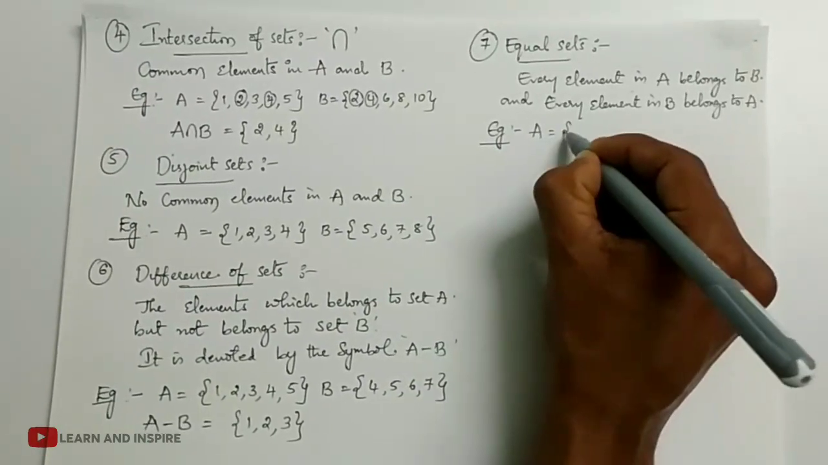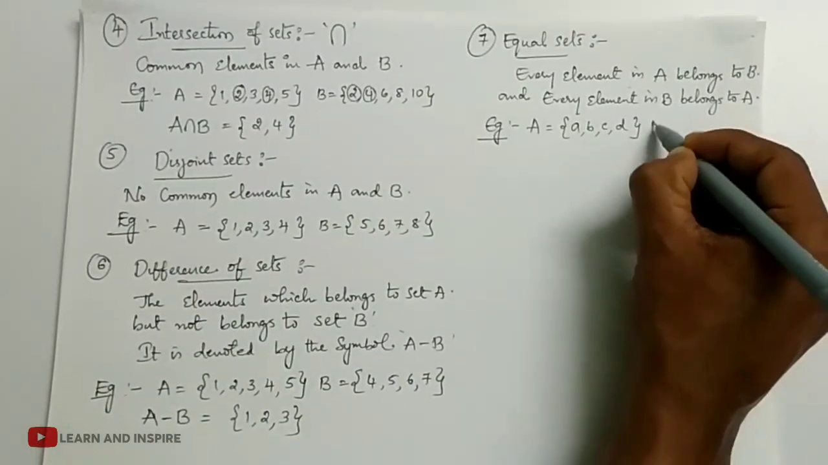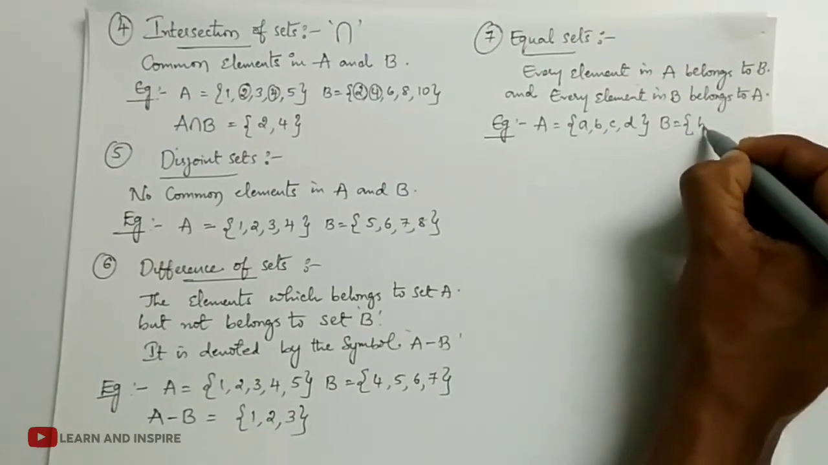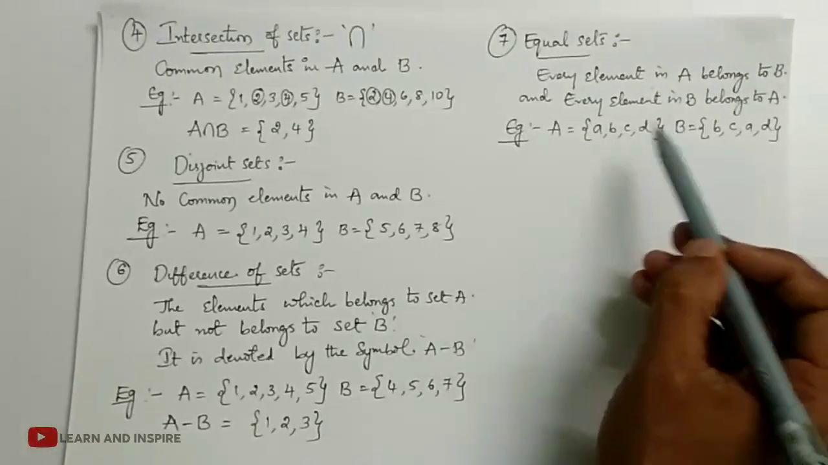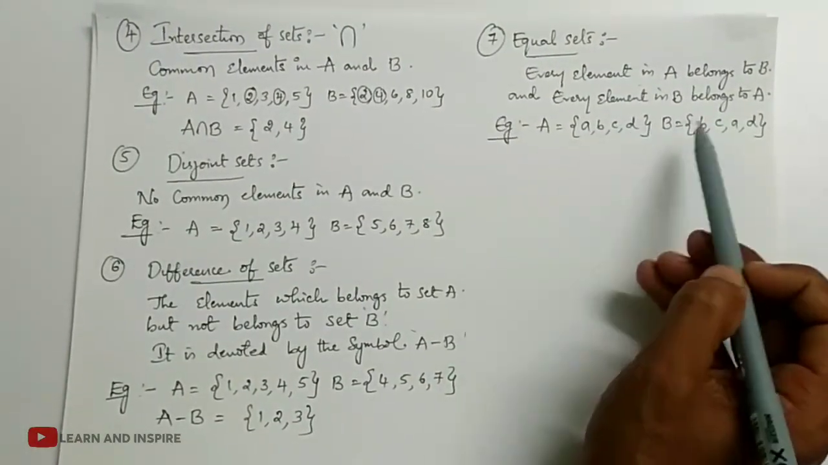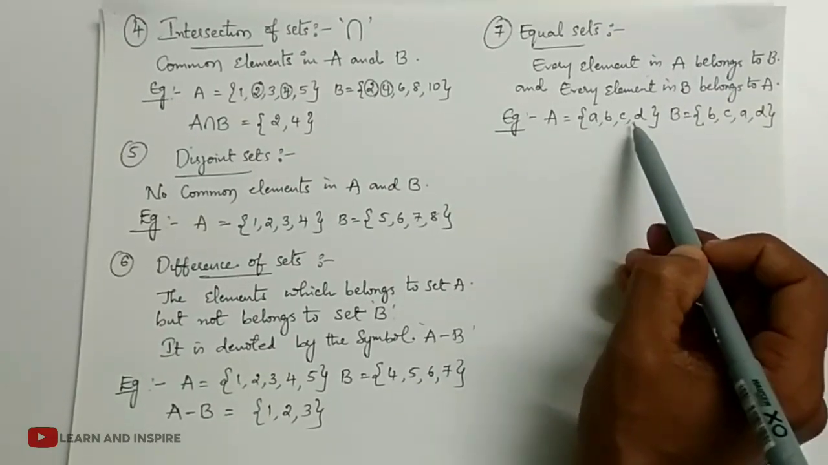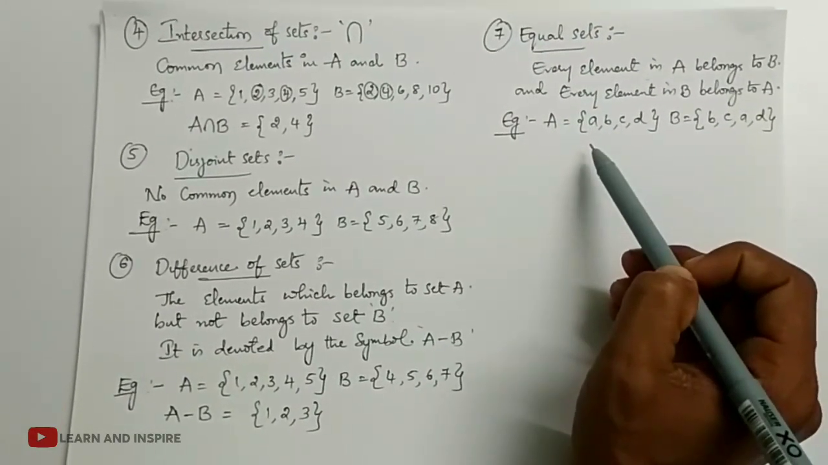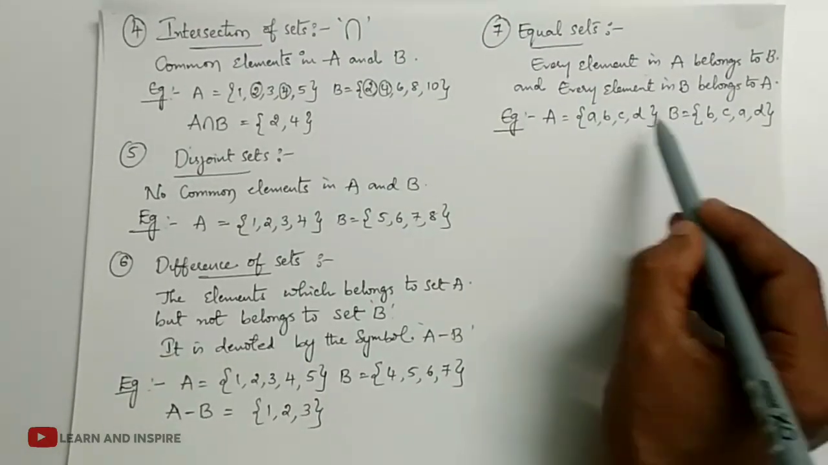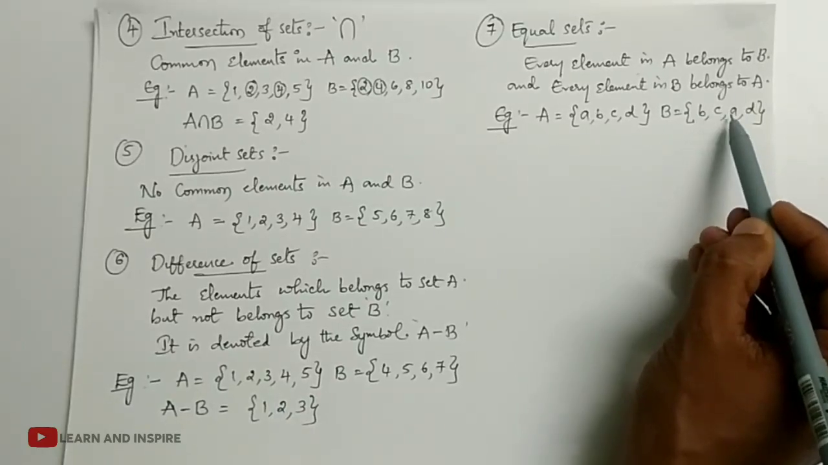A is equal to A, B, C, D. Set B is equal to B, C, A, D. So from this example we can say that they are equal sets. Why? Because in set A we have 4 elements, A, B, C, D. That means we have 4 elements. In set B, the elements are B, C, A, D.